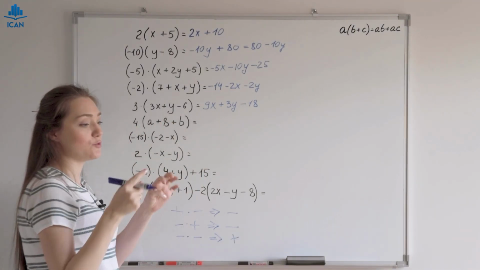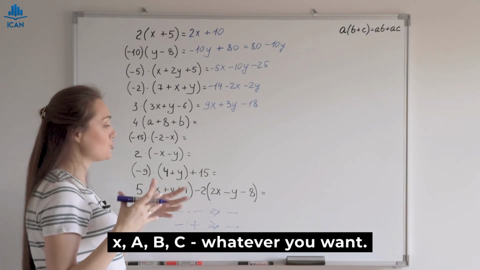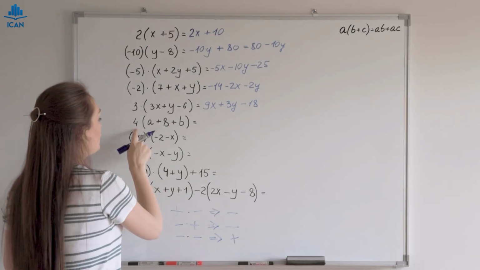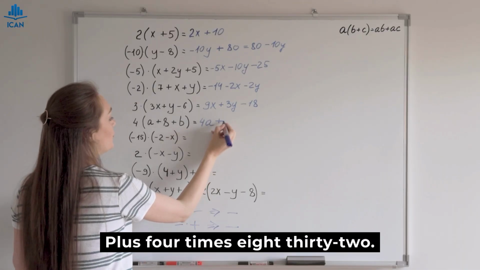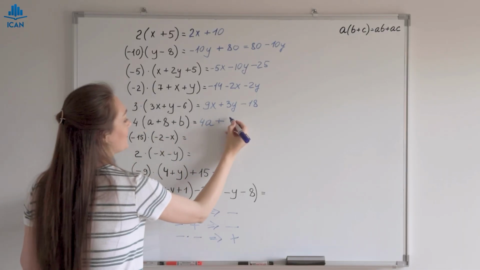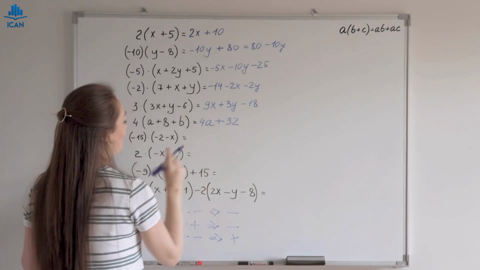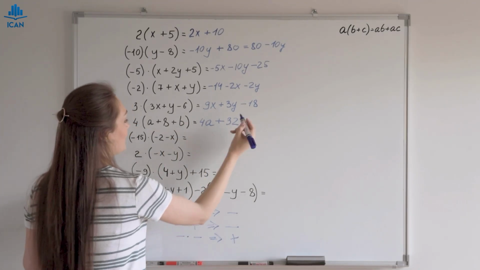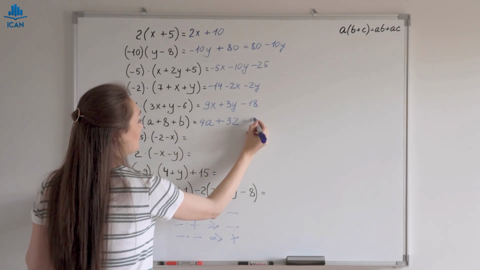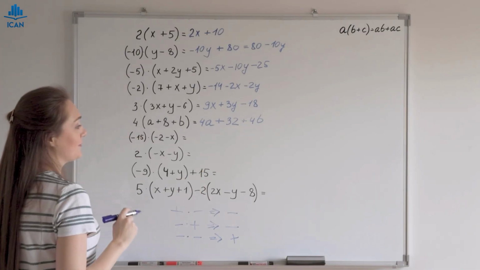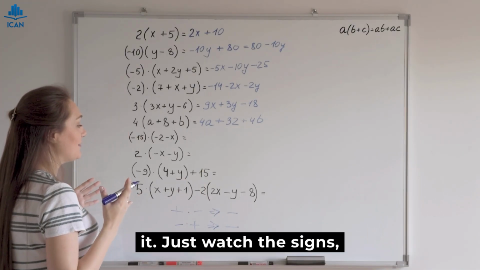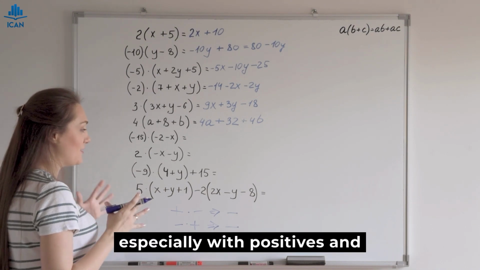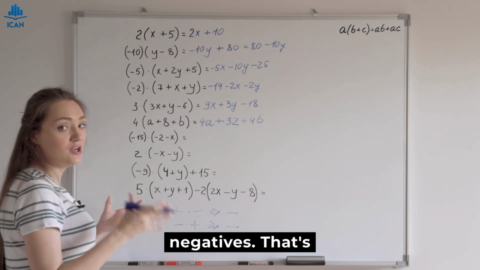We can use x, a, b, c, whatever you want. 4 times a. 4a plus 4 times 8, 32. 4 times b. 4b. It's that simple. There's really nothing complicated about it. Just watch the signs, especially with positives and negatives.